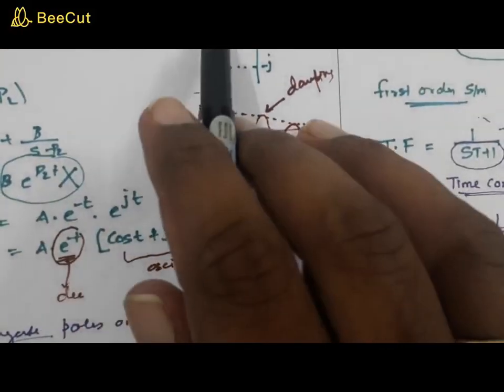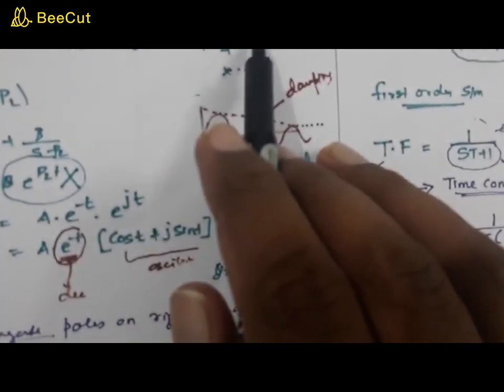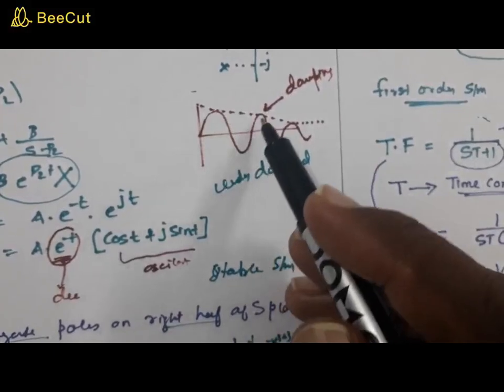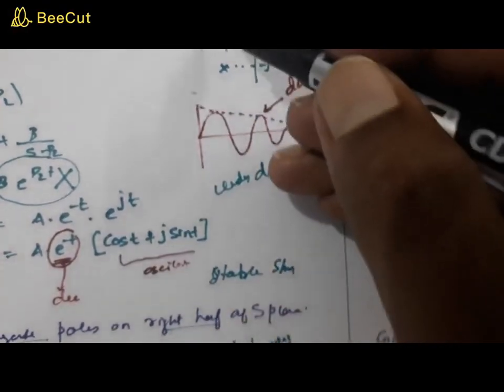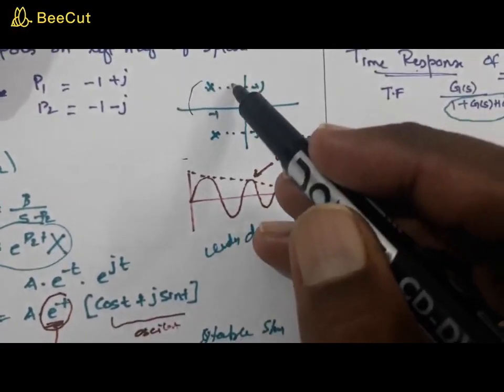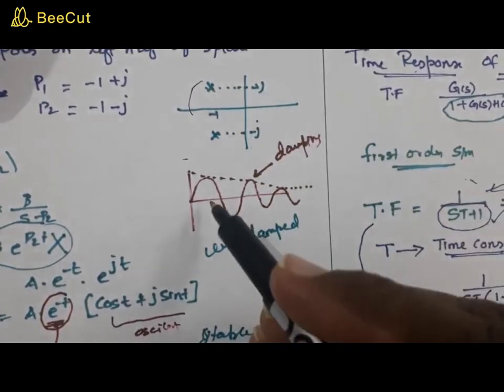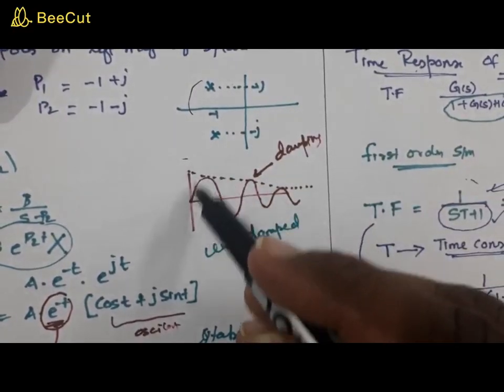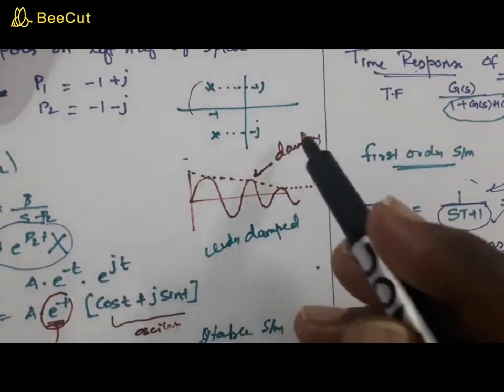Now, look at this. As you compare this, as the conjugate poles become more and more close to this, the oscillation increases. That means, instead of these poles, suppose these poles reside over here, then you will be having more oscillations here, but at the same time that will get damped.